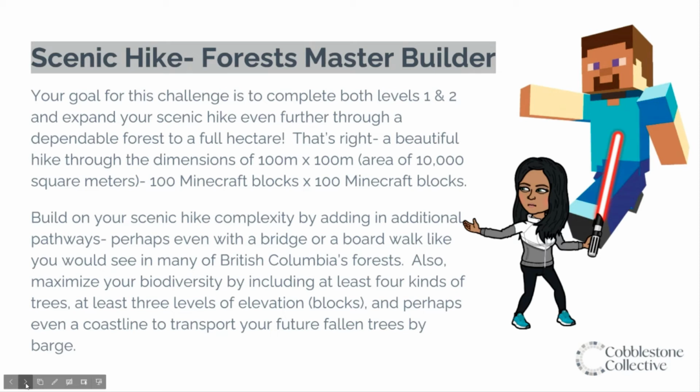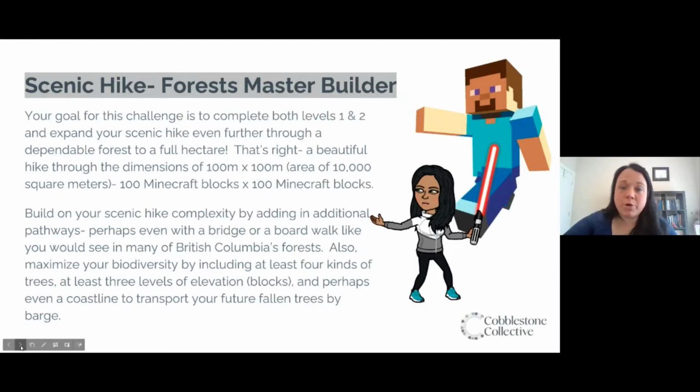You're also going to work to increase your complexity, because here in British Columbia, I told you, we have lots of rainforest. So on our hikes and our West Coast trails, we're going to have bridges. We're going to have boardwalks. You could even have a bridge going over a stream or river, because we have lots of outlets through our forest, lots of water places. And I know you've learned about water earlier this week, but water has to flow out of our forest and into the ocean. And also include at least 3 levels of elevation.